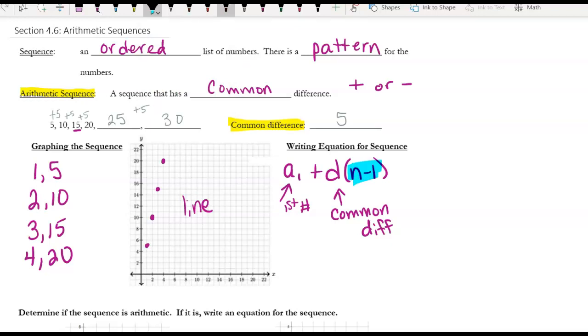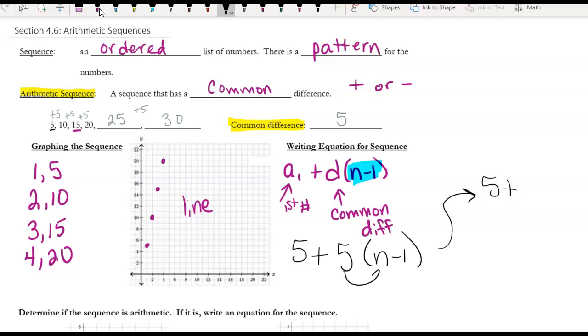Okay, so if we want to write the equation for this problem, my first term was 5. My common difference was 5. And then I do n minus 1. And then if we have to simplify this, remember you would distribute first. So it's 5n minus 5. And then if I combine my like terms, a positive 5 and a minus 5 cross off. So this is the equation that works.